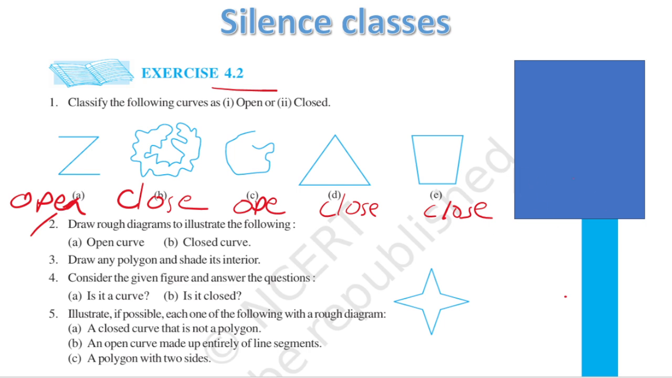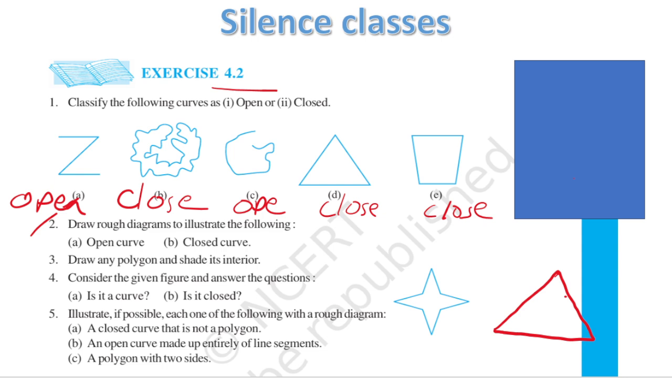Now question number 3: draw any polygon and shade its interior. It means we have to draw one polygon. You know polygon: any closed figure made up of lines, and at least 3 lines should be there, it is known as a polygon. To make a polygon, 3 line segments are very important. Without 3 line segments we cannot make a polygon.